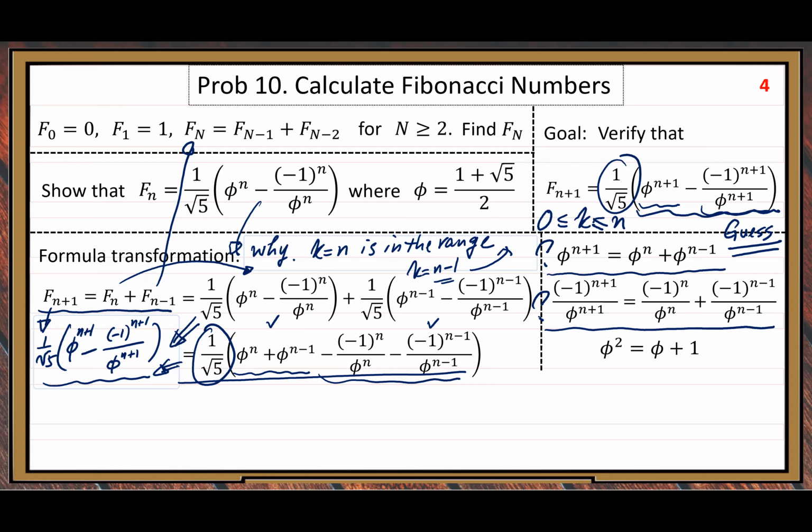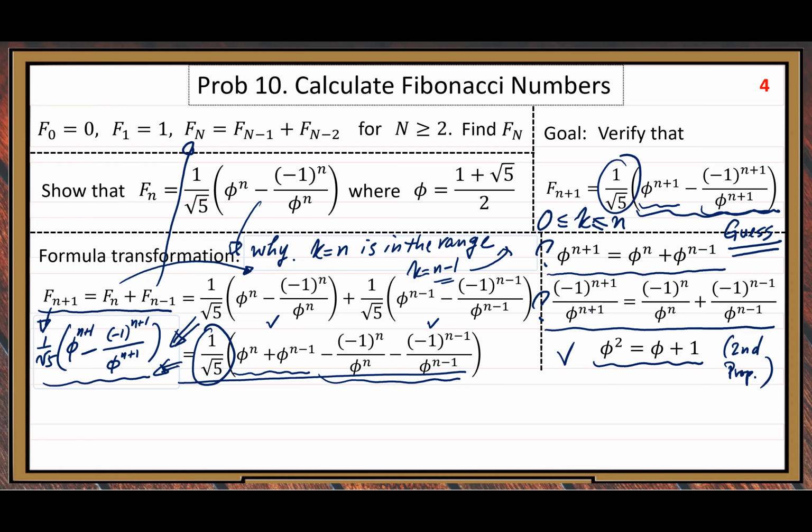To do that, we start with our property number two. Remember, in the previous slide, we have two properties for the golden ratio. This is the second property: phi squared equals phi plus one. Now let's work on this property. It's correct. So we start from this correct equality.